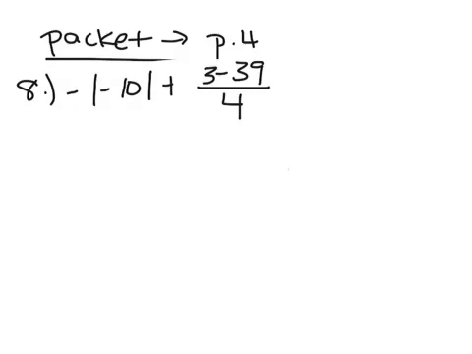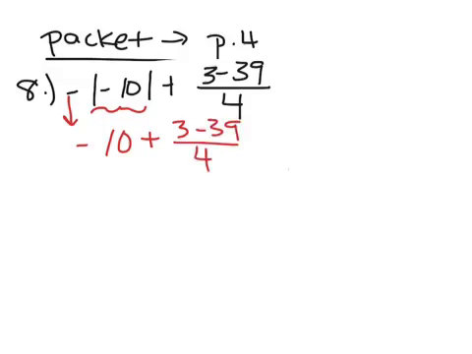Alright, the next one that was commonly missed was number 8. In number 8, when we do order of operations, we have to do parentheses, but here we don't have parentheses, but we have absolute value. So I need to take the absolute value of negative 10, which is positive 10, but I still need to bring down this negative. So I still have negative 10 plus 3 minus 39 divided by 4. So now what I have to do is work with this fraction over here, and I have to simplify this before I do anything else.